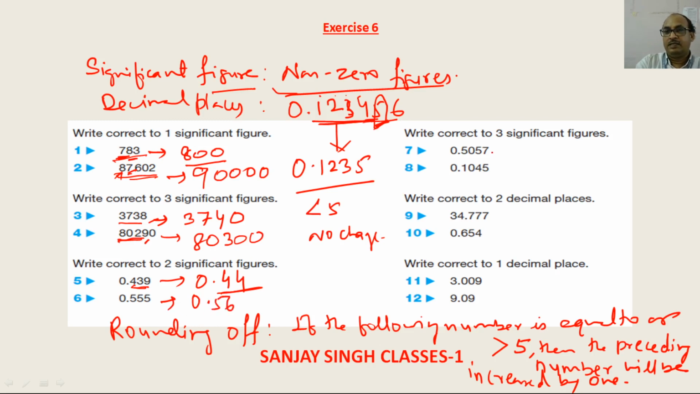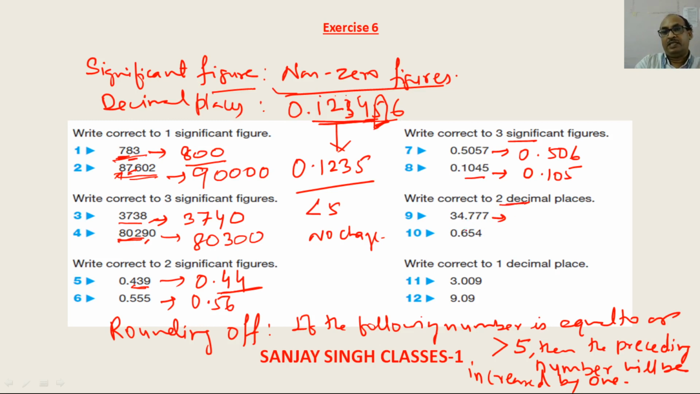In this case, up to 3 significant figures we need to find, so it will become 0.506. This 0 also will be there, because if 0 is between two non-zero digits, we need to place it compulsorily. Now in this case, up to 3 significant figures, it is 0.105, and we do not need to put 0 after this 5. Now coming to decimal places. So what are decimal places?